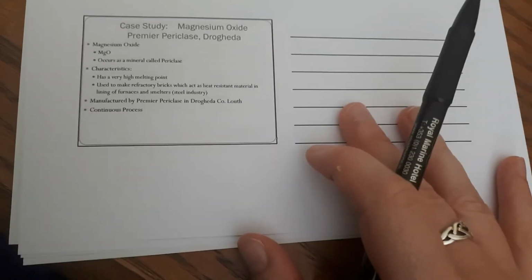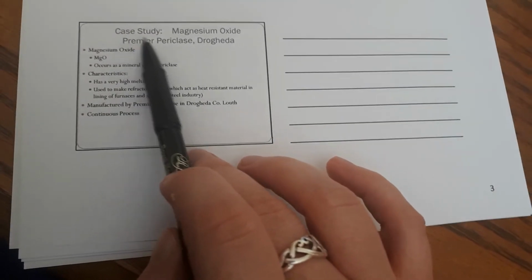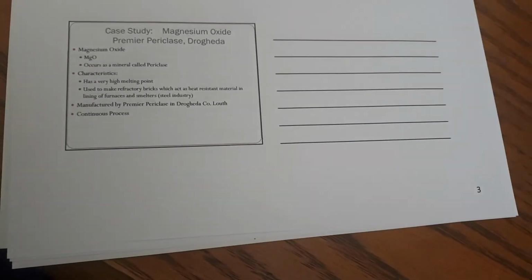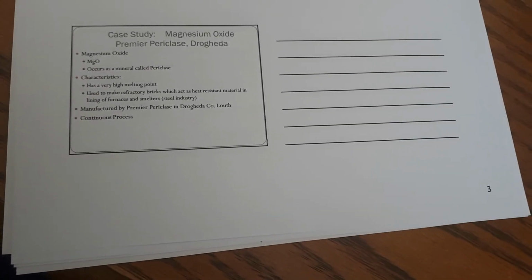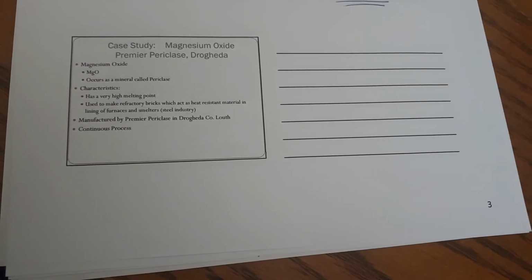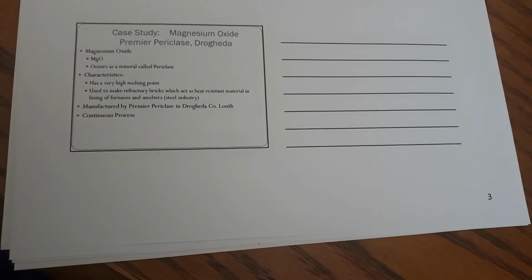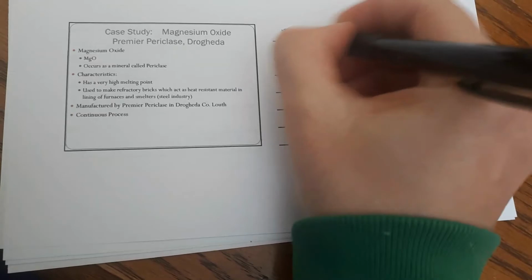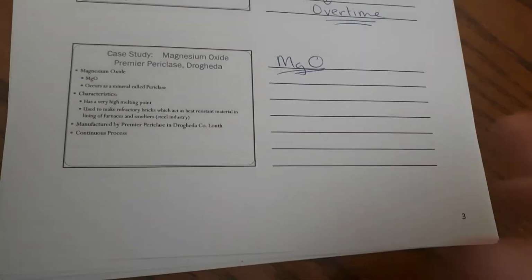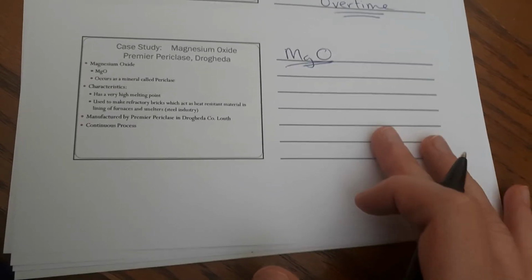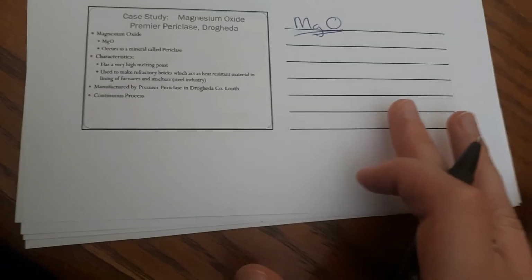And what we're going to look at, and this will be in the next video, is the study of magnesium oxide in Drogheda. It comes from a mineral called periclase, and that's where the industrial site itself gets its name, Premier Periclase. So it's magnesium oxide. Magnesium is Mg and oxide is O, and it's joined together by an ionic bond. So it has a very, very high melting and boiling point. That's its characteristic, a very high melting point.